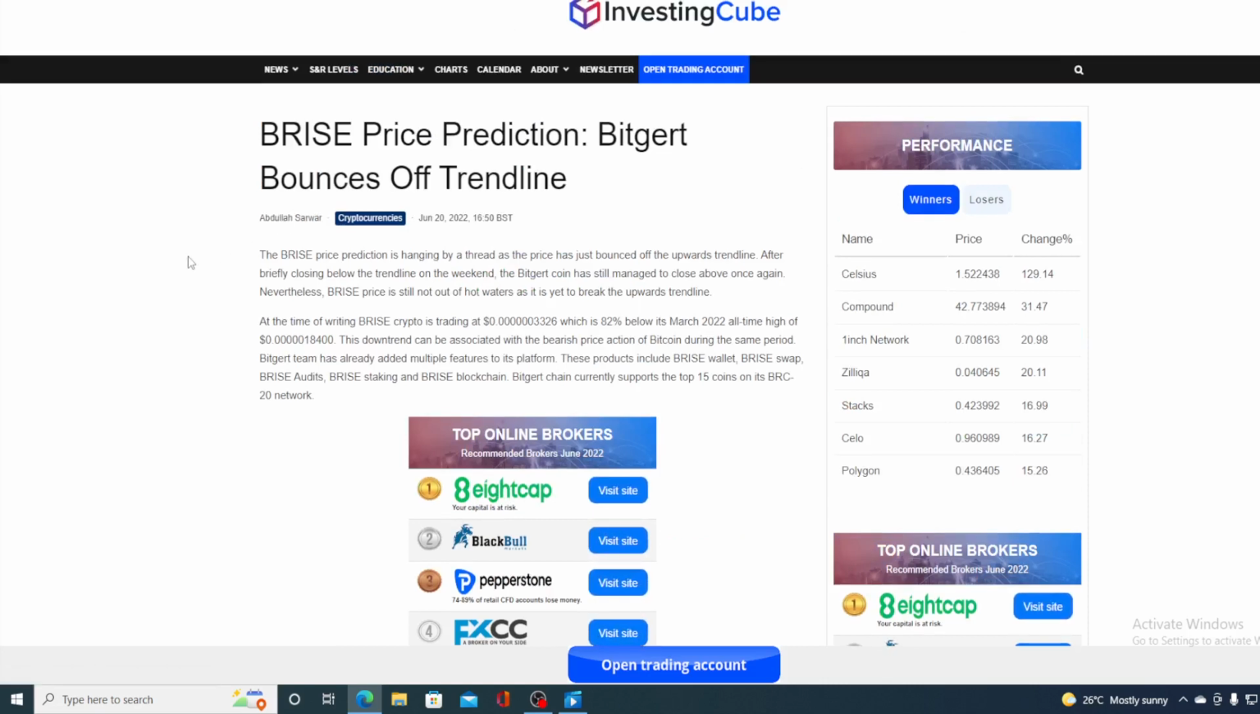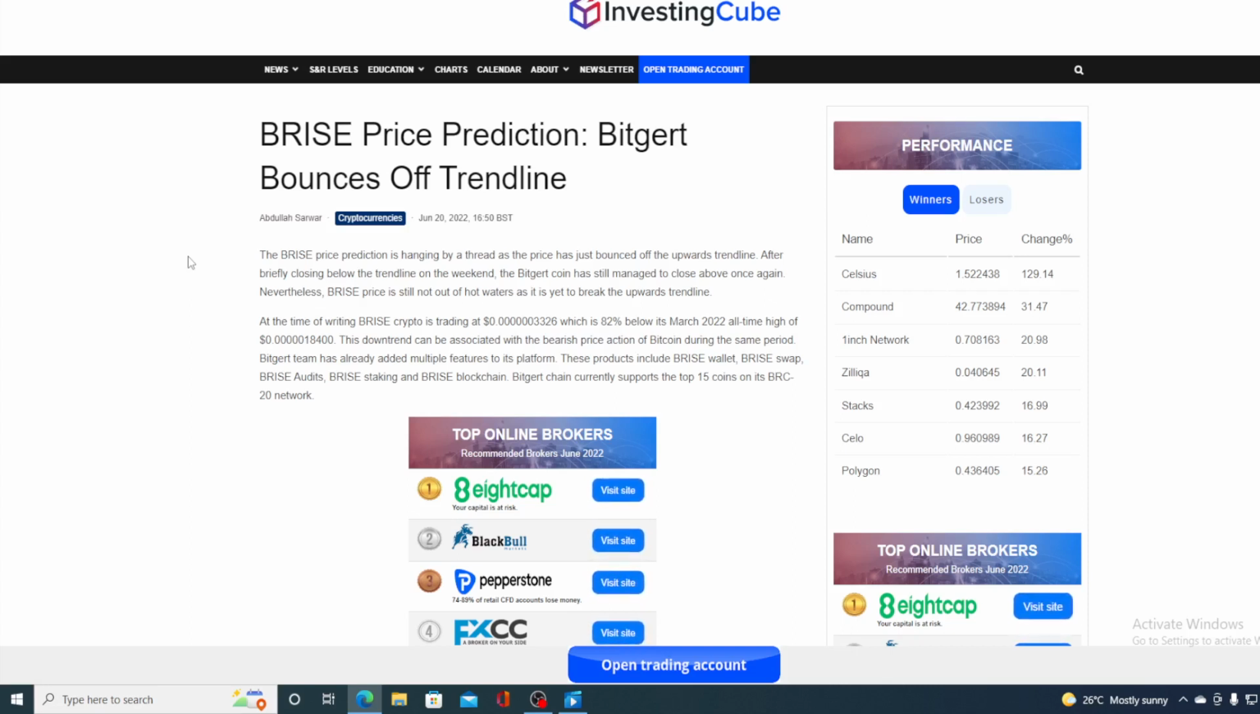Now, the Brise price prediction is hanging by a thread, and the price has just bounced off the upward thread line. After briefly closing below the thread line on the weekend, the Bitgert coin still managed to close above it once again. Nevertheless, Brise price is still not out of hot water as it's yet to break the upward thread line. At the time of writing, Brise crypto is trading at 0.603326, which is 82% below its March 2022 all-time high of 0.5018400. This downtrend can be associated with the bearish price action of Bitcoin.